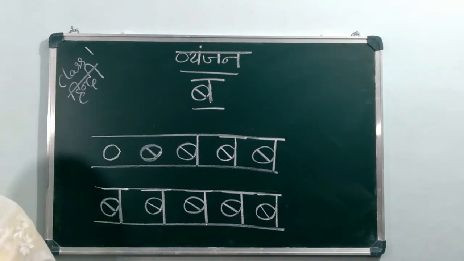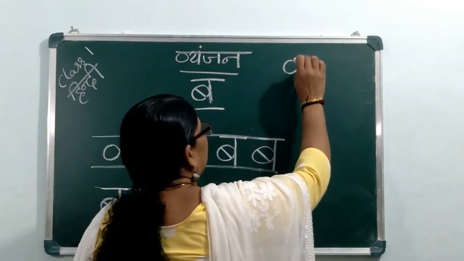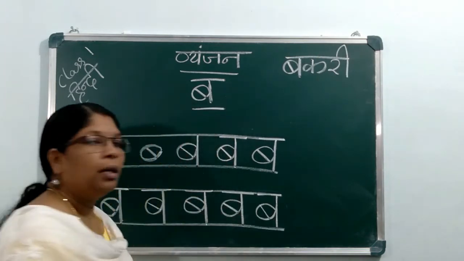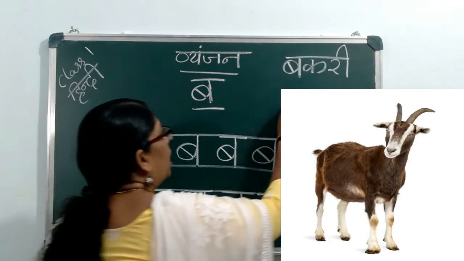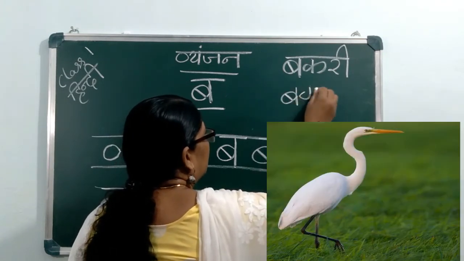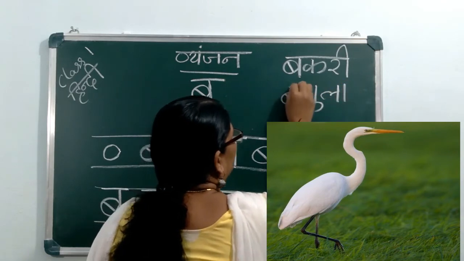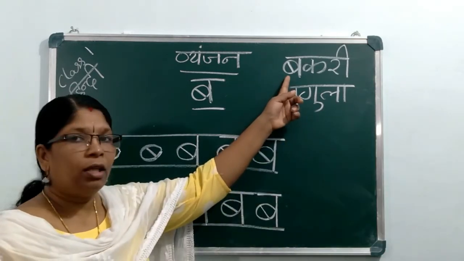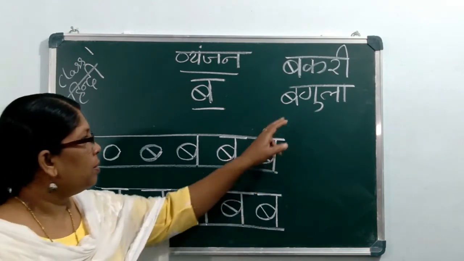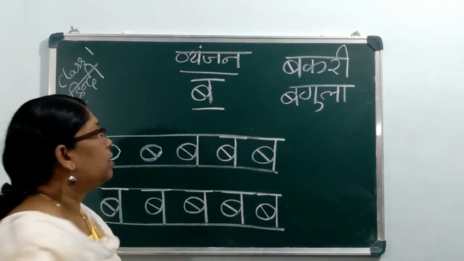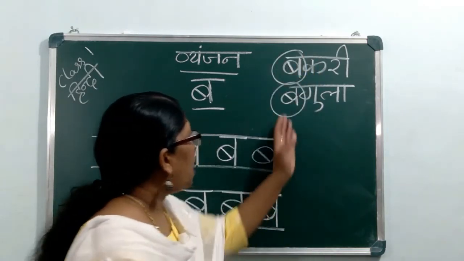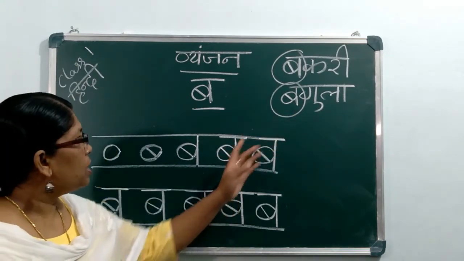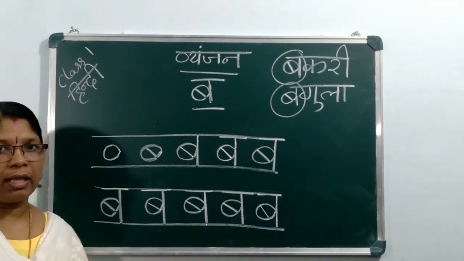Ba se bakri. Bakri means goat. Then bagula. Bagula is crane. Bakri, goat, bagula, crane. These two words start with the letter ba. Ba se bakri, goat. Ba se bagula, crane. Okay, which is the beginning sound? Ba. Shall we move to the next letter?